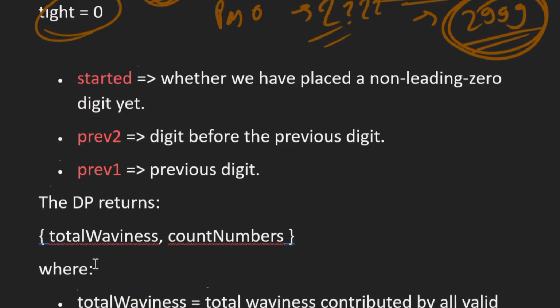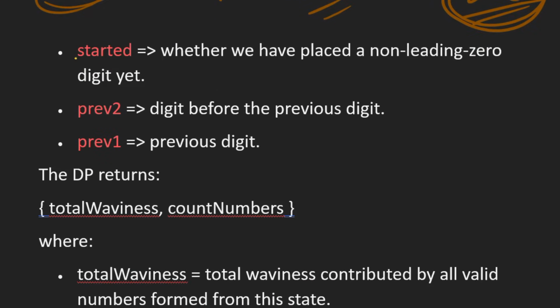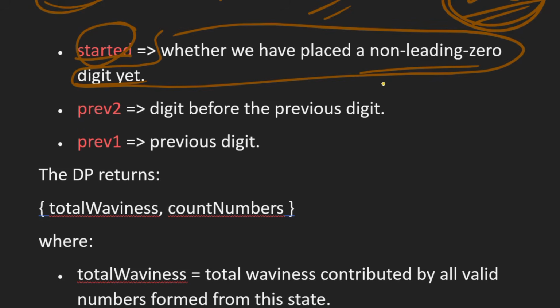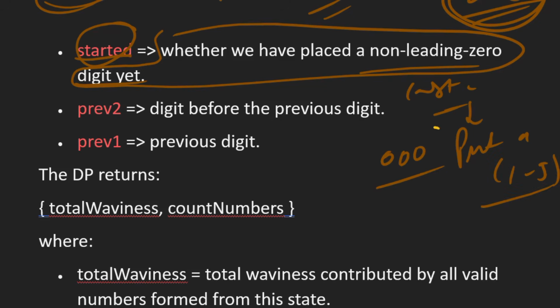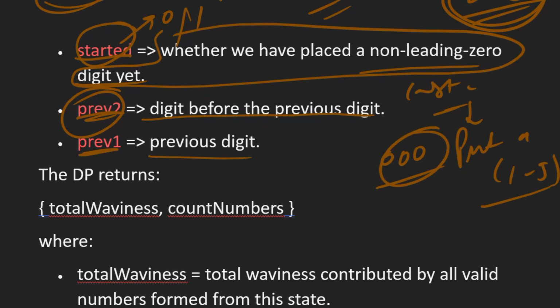Then the third variable, that is started. This variable tells us whether we have placed a non-leading-zero digit yet or not. That is, while constructing the number, have we put a non-zero digit yet, that is a digit from 1 to 9, or are we putting zeros only? If we are putting zeros only, then started will be 0, else started will become 1. Then this prev2 will store the digit before the previous digit, and prev1 will store the previous digit, right?